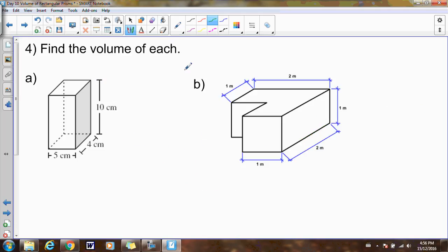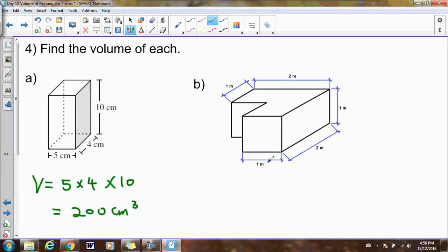All right, a few more. This is getting a bit repetitive, but let's calculate the volume here again. So 5 multiplied by 4 multiplied by 10. You're going to get the answer 200 centimeters cubed.